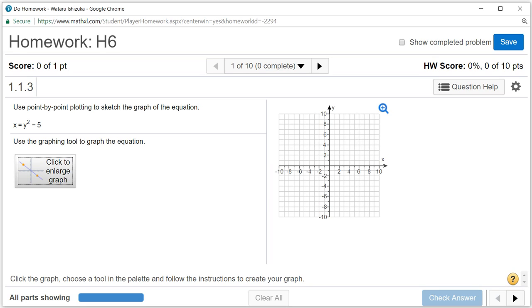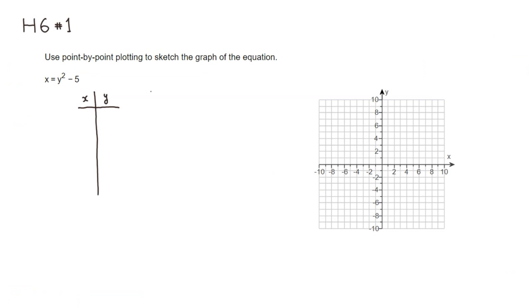Alright, let's look at homework 6, problem number 1. We're going to do point-by-point plotting to sketch the graph of the following equation, x equals y squared minus 5. Alright, so let's do that. First I'm going to make a table.